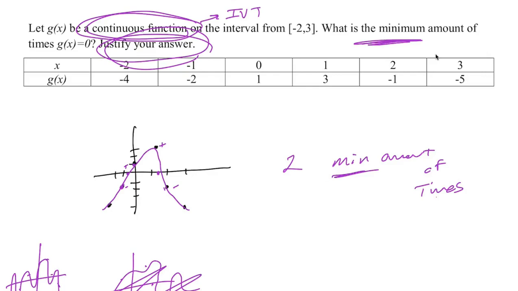So there must be a 0 in between. There must be a c in between 1 and 0, and in between 1 and 2, such that f of c equals 0. Something to that effect. And that's how we use IVT.